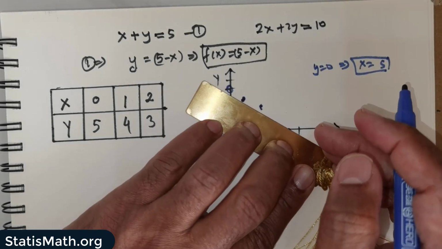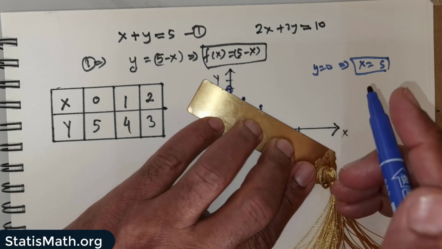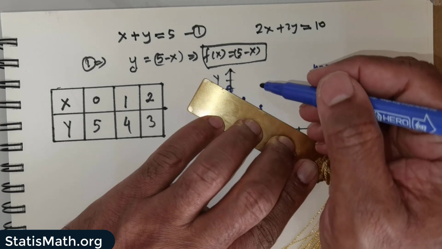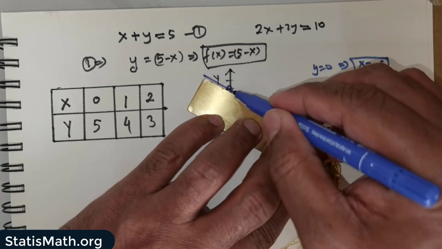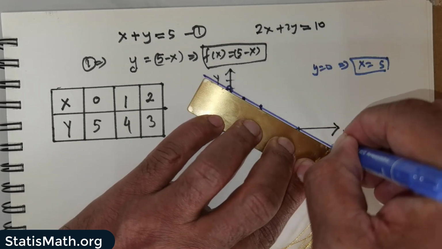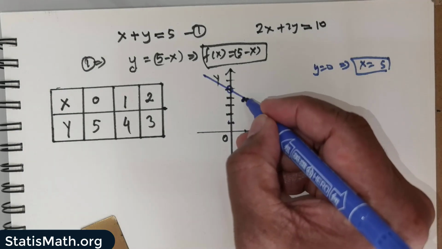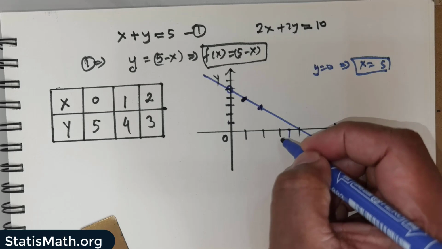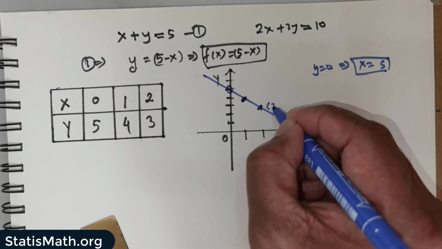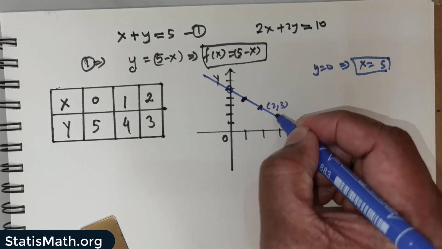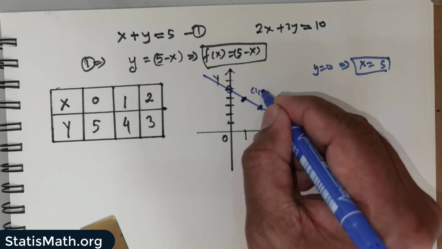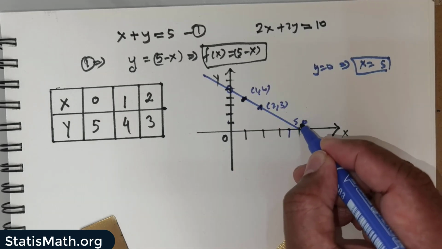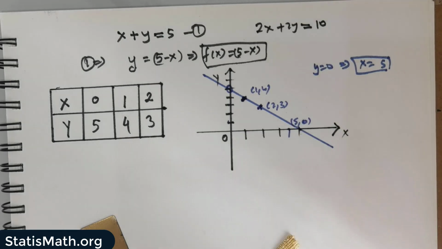The graph is not to scale, and I'm trying my best because it's free flow, right? It's freestyle. So this would be the intersecting point, and the best thing to do is to name the point. So this is (2, 3), and this is (1, 4), and this is going to be (5, 0). This is the intersecting point.